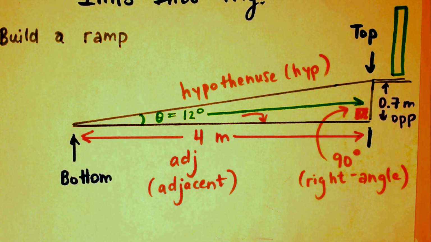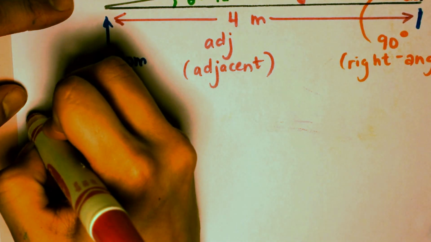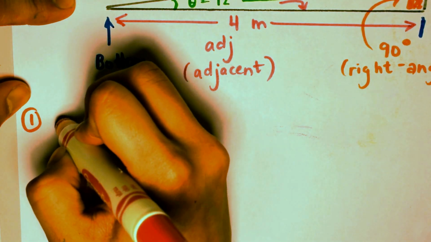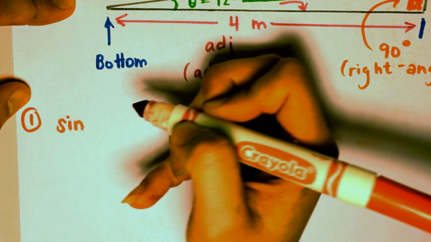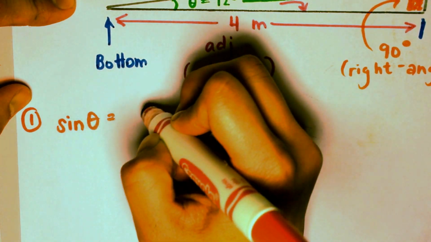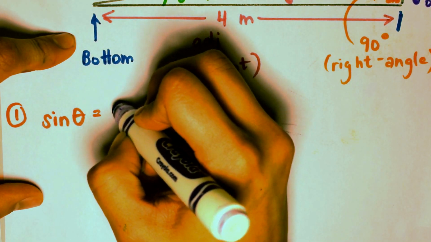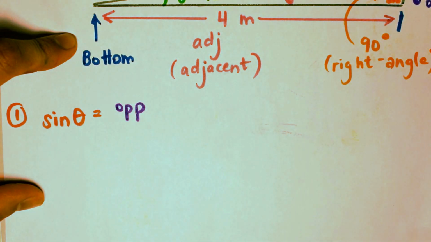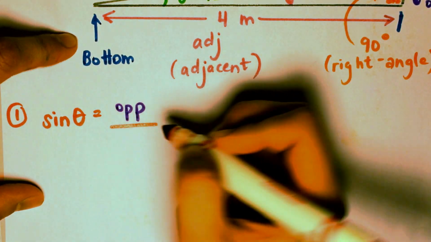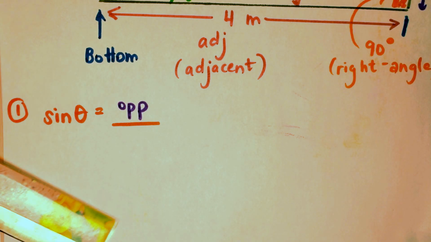Okay, so we labeled our right angle triangle. Now let's actually try to figure out what tools we need. So we have 3 tools at our disposal in trigonometry. The first tool, so I'll label it number 1, is something called sine. And the equation is sine theta equals opposite over hypotenuse.